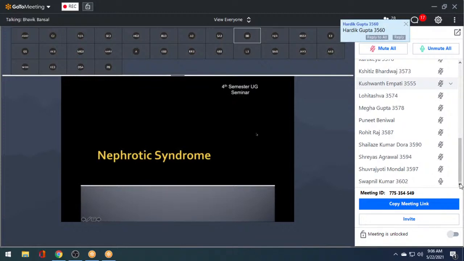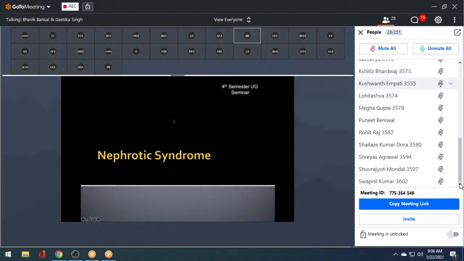Nephrotic range proteinuria, hypoalbuminemia, lipidemia, and lipiduria. Yes, and what is the extent of proteinuria? What's the cutoff? Greater than 3.5 gram per 24 hour and albumin greater than 2.5 gram per 24 hour.